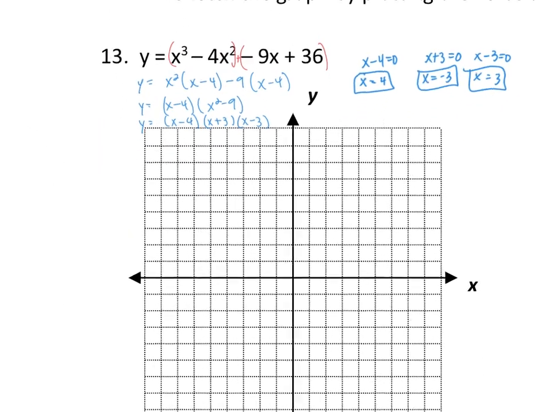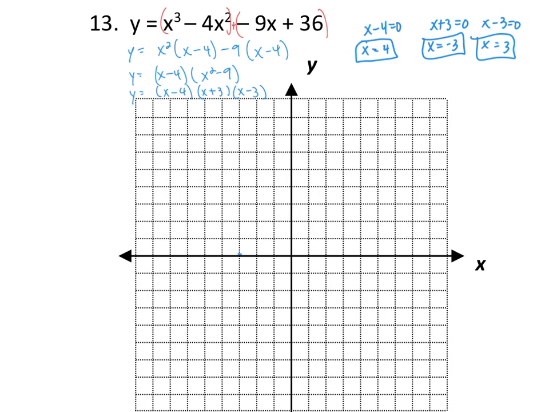Okay, so what we're going to do is we're going to just mark negative 3, positive 3, and positive 4. And we're going to draw a graph that goes through each of those like that. That's all you got to do. You start from the bottom left, you work your way up on an x to the 3rd.